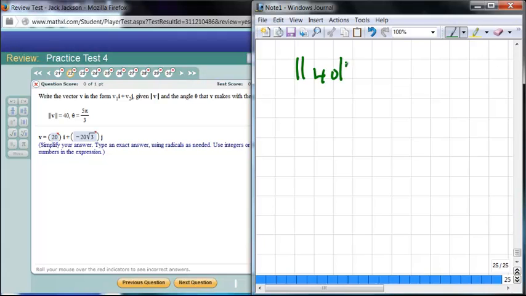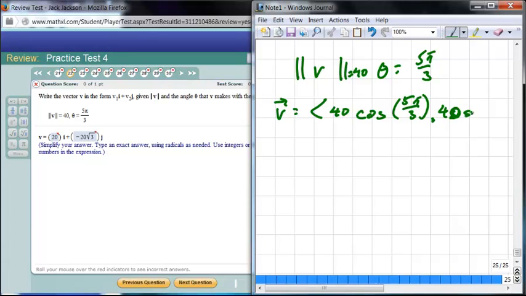Magnitude and direction, 40. Theta is 5 pi over 3. Again, find i and j components. So the vector in ij components is, again, the magnitude of v is 40, times the cosine of 5 pi over 3, and 40 sine of 5 pi over 3. So again, where is 5 pi over 3? That's a full pi and another two-thirds of a pi, so that's going to be over here. That's just pi over 3 short of a full 2 pi rotation. So 2 pi minus pi over 3, and this angle is pi over 3.